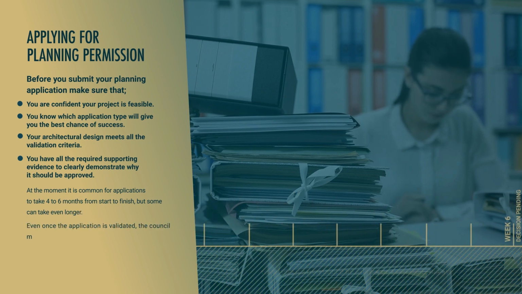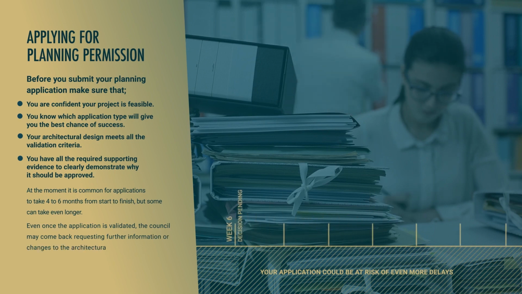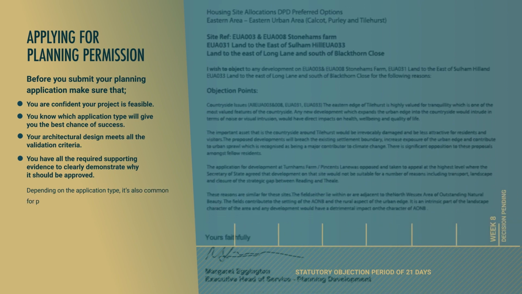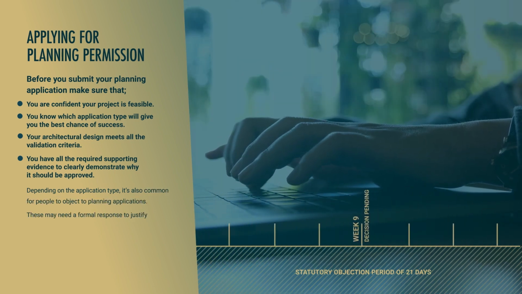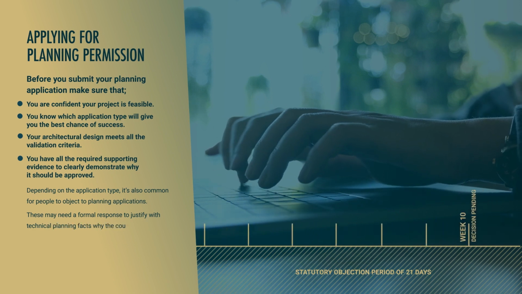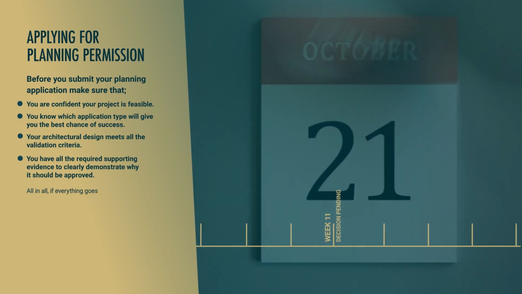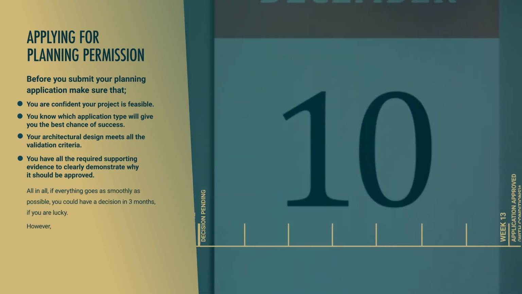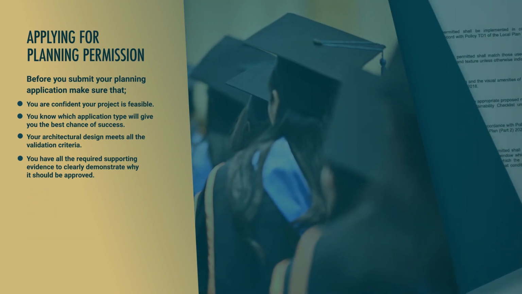Even once the application is validated, the council may come back requesting further information or changes to the architectural design. Depending on the application type, it's also common for people to object to planning applications. These may need a formal response to justify with technical planning facts why the council should disregard the objections. All in all, if everything goes as smoothly as possible, you could have a decision in 3 months if you are lucky. However, every request for more information will add delay to the process.